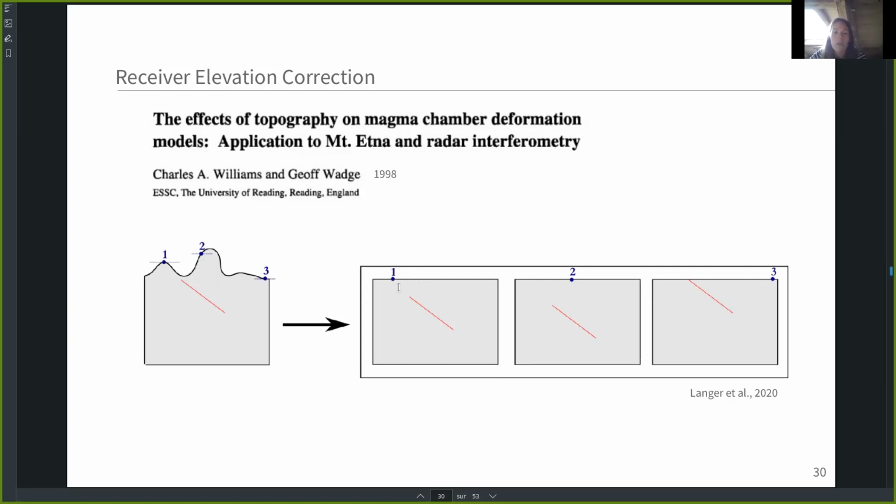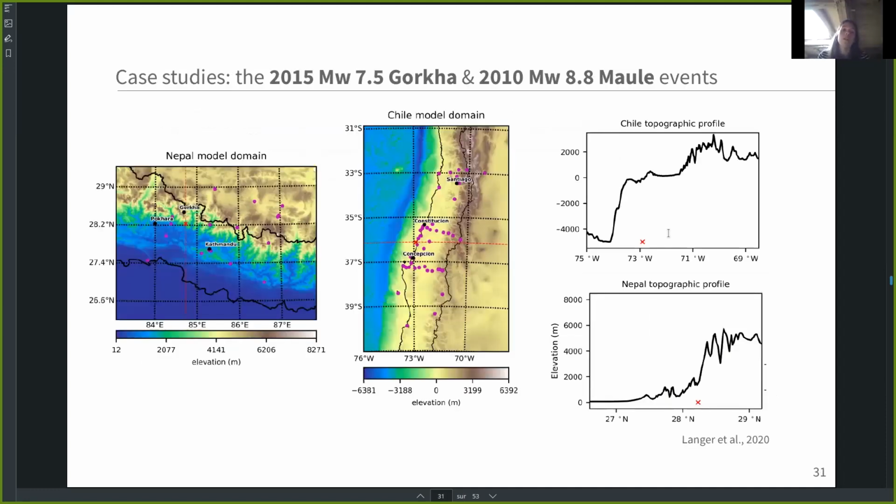You just have to modify the depth of the fault, and then you can account for one of the effects of topography. So we wanted to investigate if this receiver elevation correction was sufficient to account for topography in our slip models. Because if it is sufficient, that's very interesting, and that's a very easy method to implement. So what we did was to investigate two case studies, the Gorkha earthquake that occurred in Nepal 6 years ago, and the Maule earthquake that occurred in Chile 11 years ago.